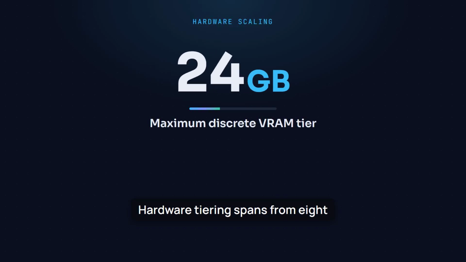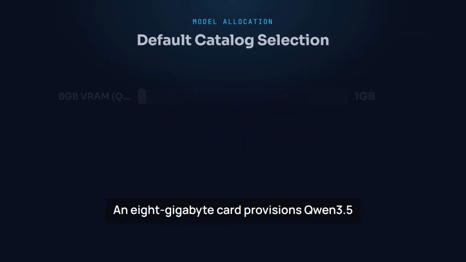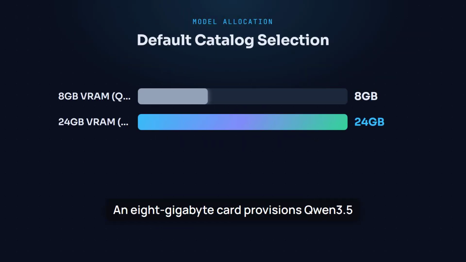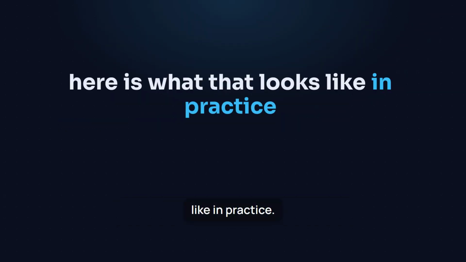Hardware tiering spans from 8 GB of VRAM up to 48 GB setups. An 8 GB card provisions Qwen 3.5 9B, while a 24 GB system gets 27B. Here is what that looks like in practice.